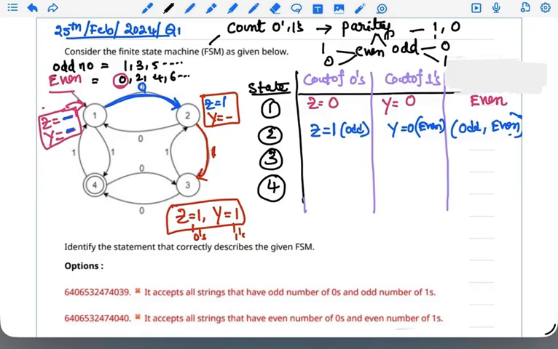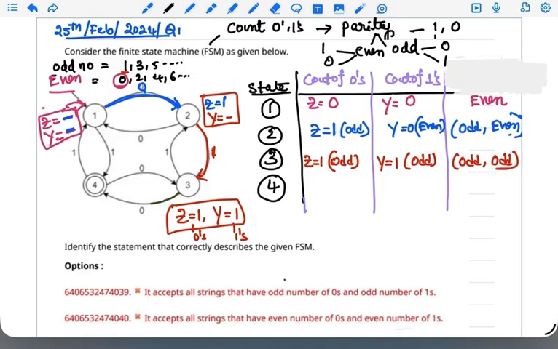This is the count of ones. Count of zeros is 1, and 1 means an odd number. So z equals 1, odd, at state 3. And y equals also 1. That is odd. Both are odd numbers.